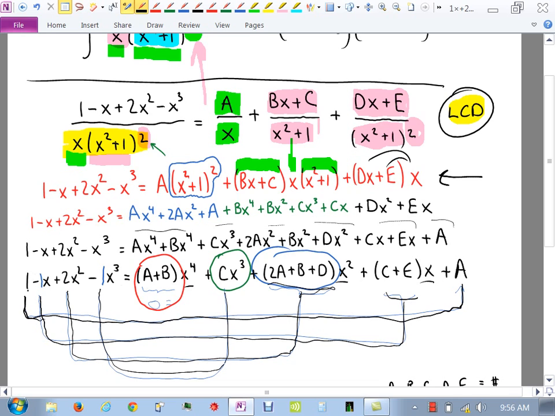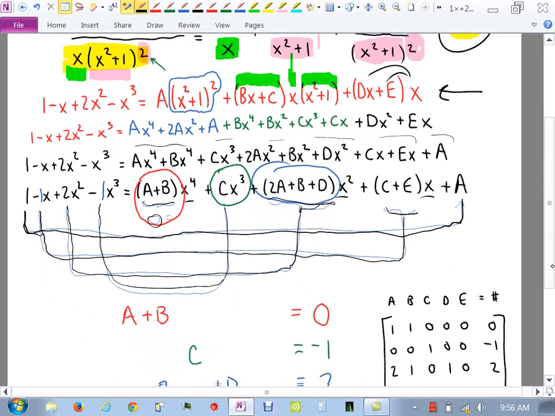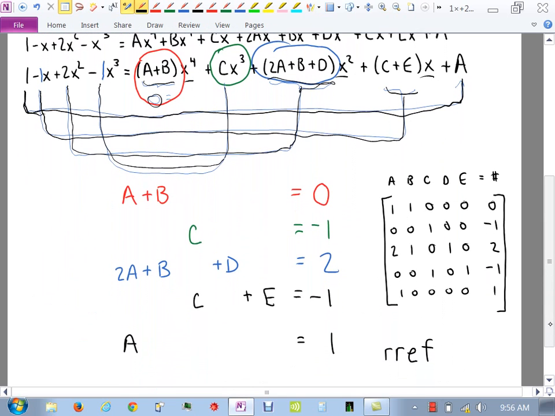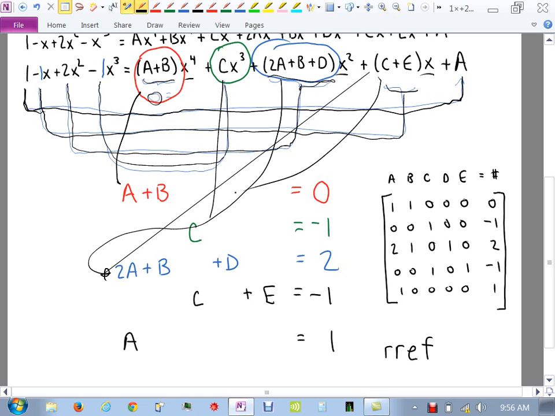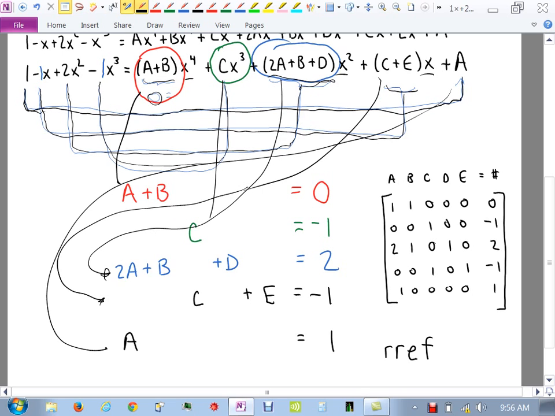And then since there is not an x to the 4th over here, these two have to be equal to 0. And from that, you can create these 5 equations. The first one is this one. The second one is this. The third one is this line. And then this is this line, and then the a by itself is this.